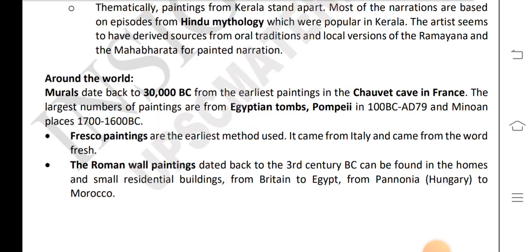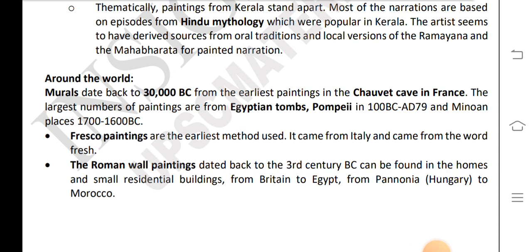Mural paintings from the Kerala style stand apart from most others in their narrations, and are based on episodes from Hindu mythology which were popular in Kerala. The artists seem to have derived their sources from the oral traditions and local versions of the Ramayana and Mahabharata for painting narrations around the world.